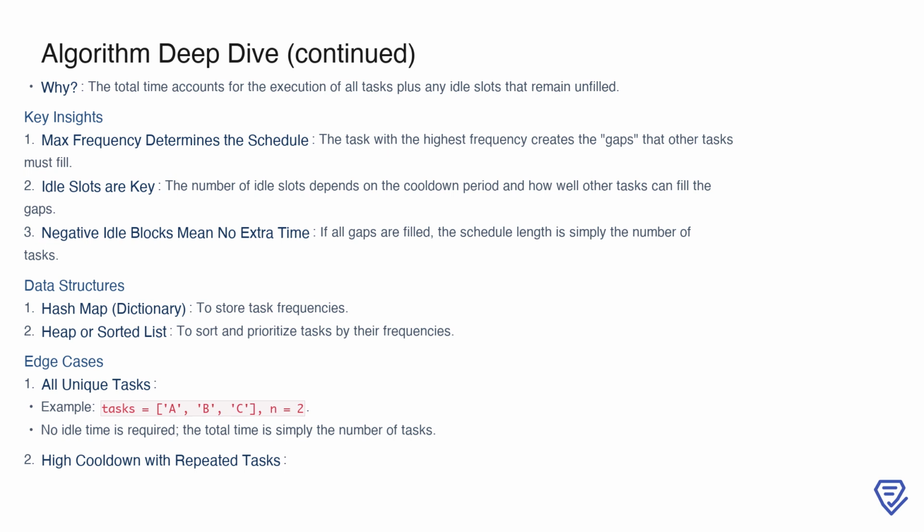If all gaps are filled, meaning idle blocks become 0 or negative, the total time simplifies to just the number of tasks. To implement this approach, we use a hash map to store task frequencies and a heap or sorted list to prioritize tasks by their frequencies.